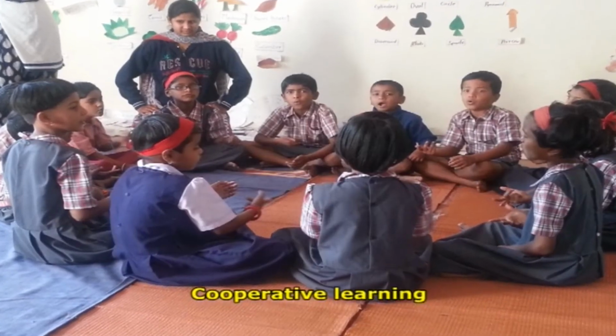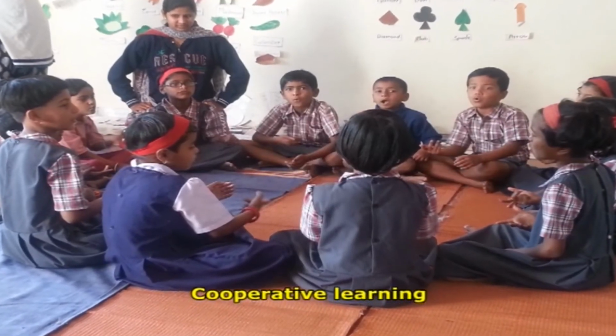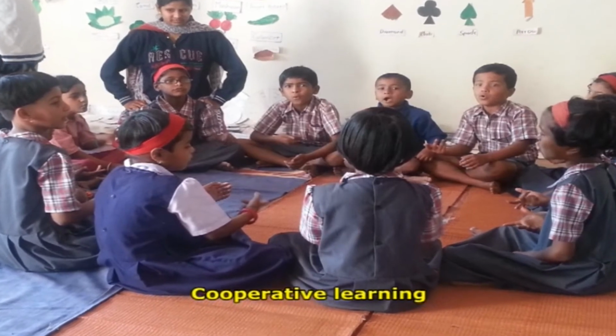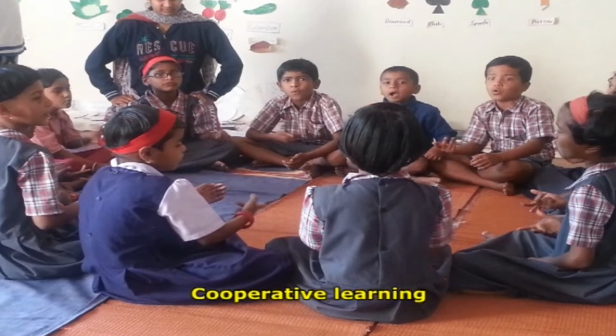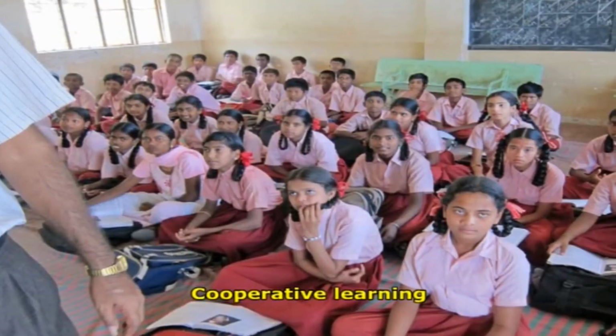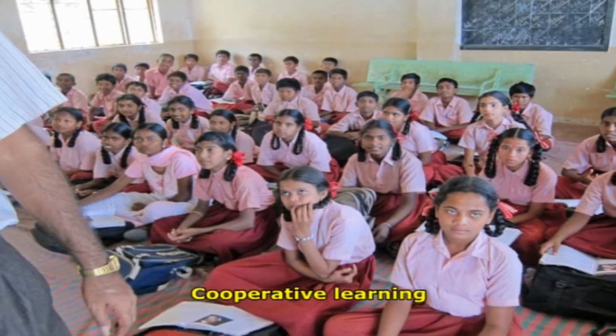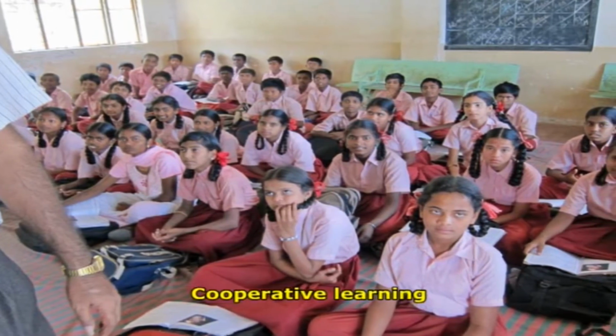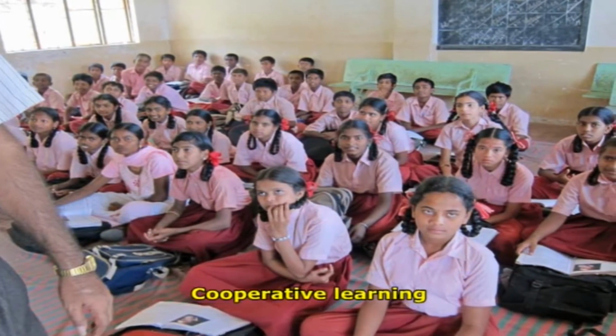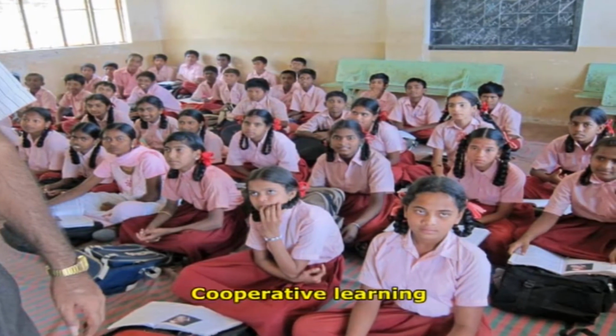Individual accountability is an essential component of cooperative learning. The success of the group depends on the performance of every group member. Each one is responsible for completing their task. That means each member is individually accountable for completing his or her part in the group activity.